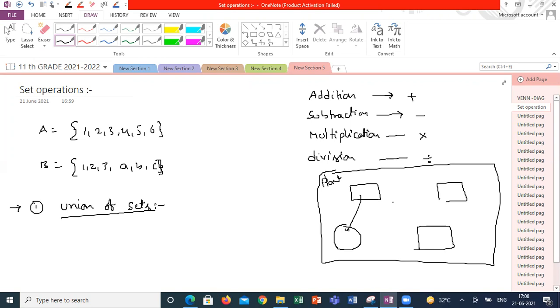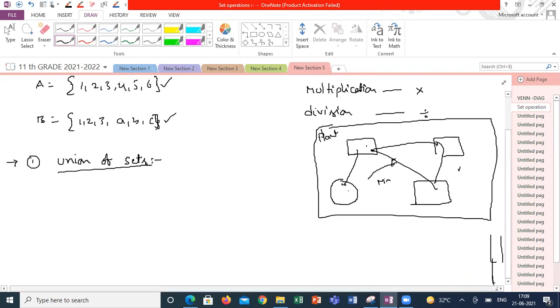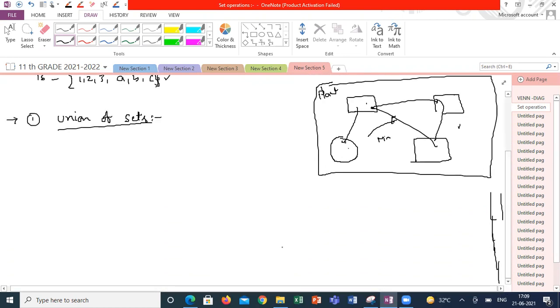There is an engineer who works in both departments. There is a manager who monitors all 3 departments. He belongs to all 3 departments, but when it comes to union, he is also an employee of this factory. The union of sets means irrespective of elements repeating in set A or set B, you combine them and put all elements in a group. That is called union. Are you clear, guys? Yes, sir.